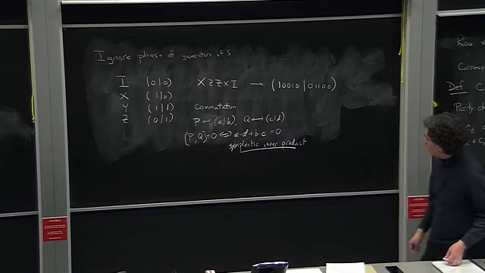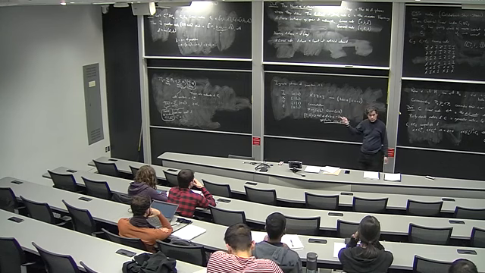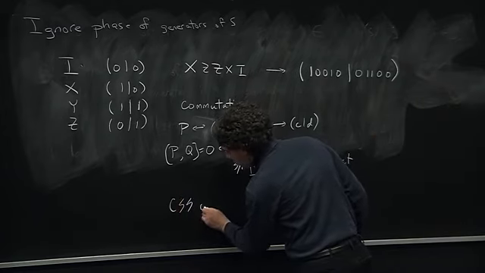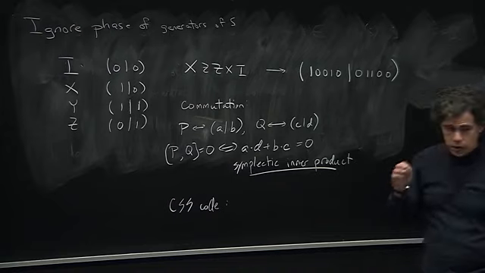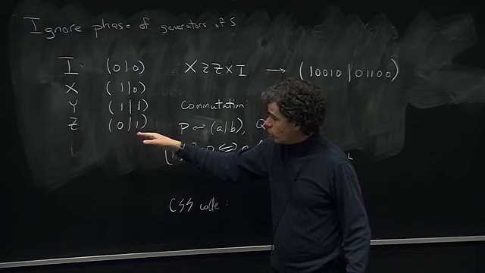Okay? I guess one more thing I want to say about this is that if you also do the CSS construction and you write it in this way, it has a very nice form. So for CSS code, well, remember we have some parts of the stabilizer which are from the code C1, which are just z's, and some parts which are from the code C2, which are just x's, right? And so a thing that's just z's looks like 0 and then something.